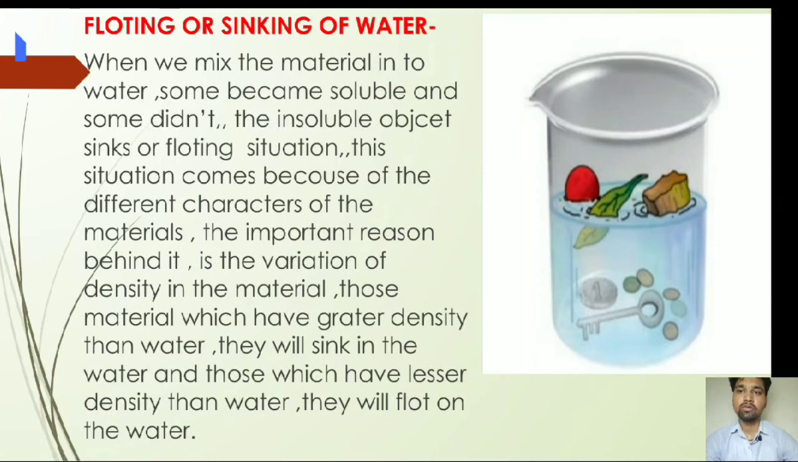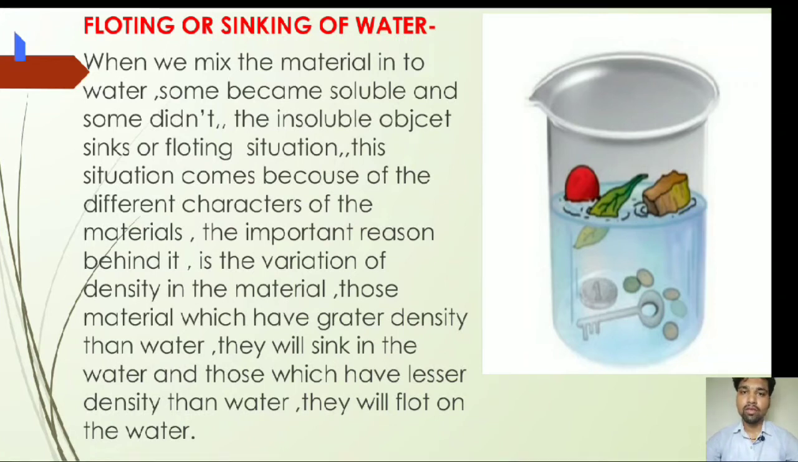So here is the same situation. Friends, in the given figure, what do we see? We see that the coin, key and some other small pieces of metal sink into the water, and some vegetables, leaves and other objects are floating on the water. The simple reason behind it is that variation of density. Friends, I hope you understand the reason behind floating or sinking of objects in water.